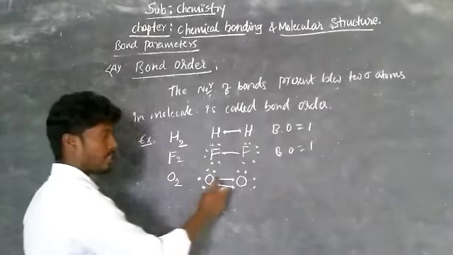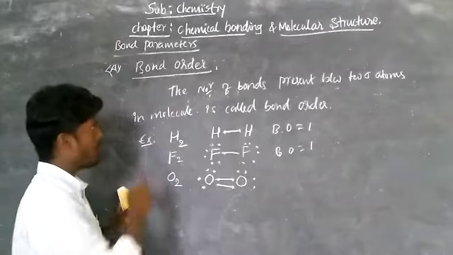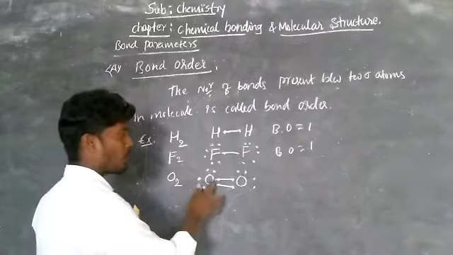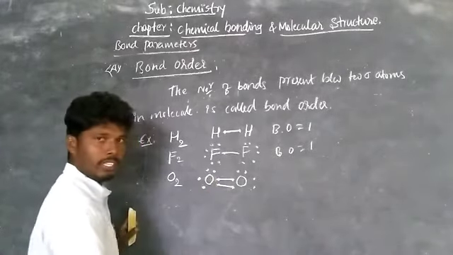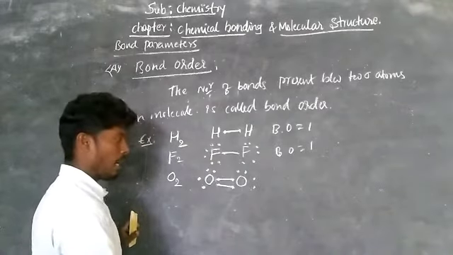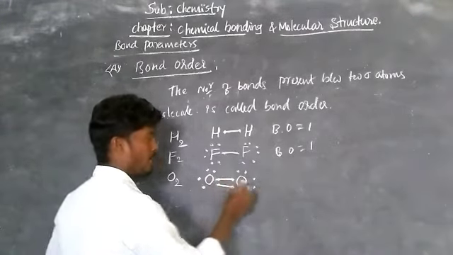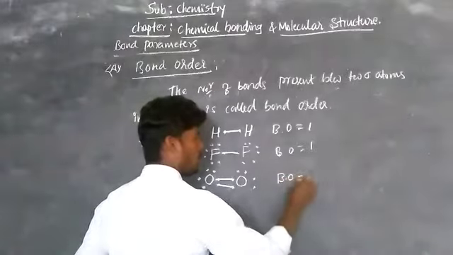That shared pair of electrons is called bond order, or we also say the number of bonds present between two atoms is called bond order. Here bond order is what? 2. Bond order is equal to 2.